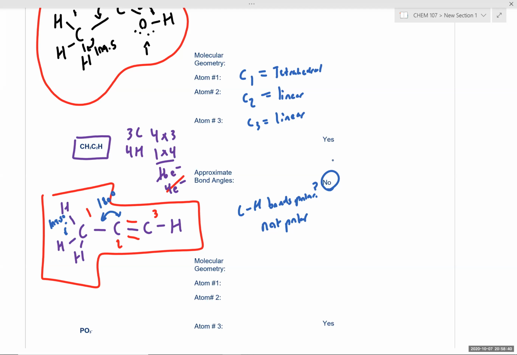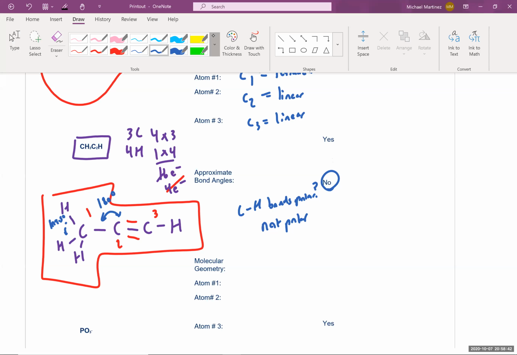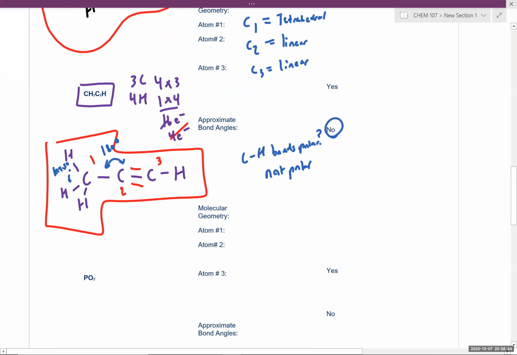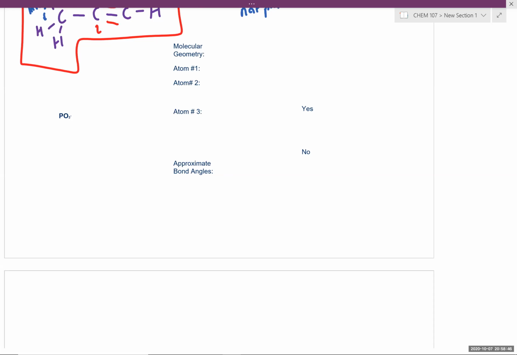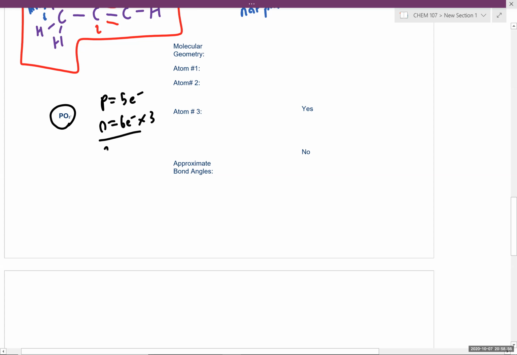Okay, so let's keep going with this. And now for a relatively straightforward example, we're looking at PO3 minus. Phosphorus contributes 5 electrons, oxygen contributes 6 electrons, and we have 3 oxygens. We get 23. Since we have a -1 charge, we add 1 to our total to give us 24.